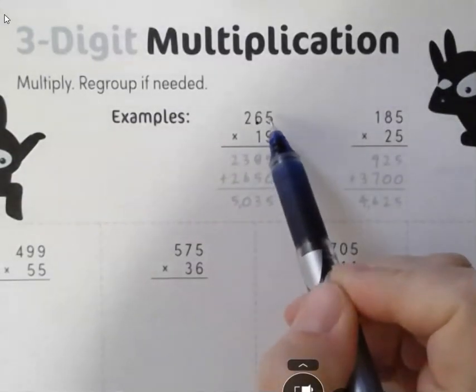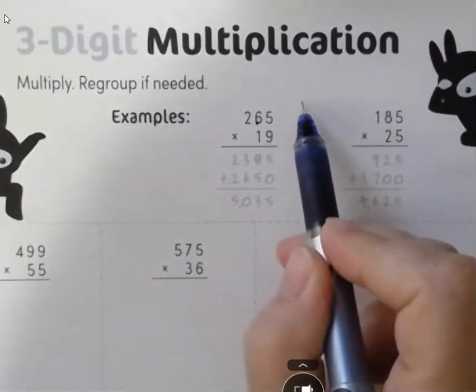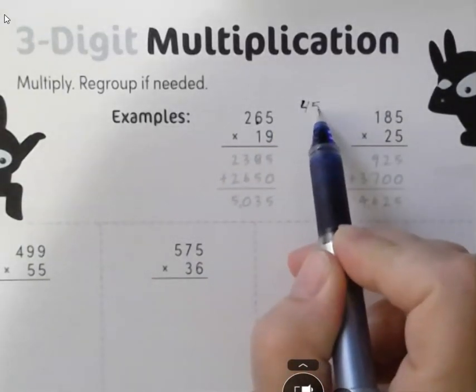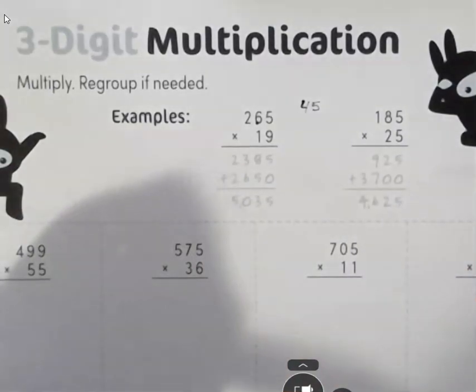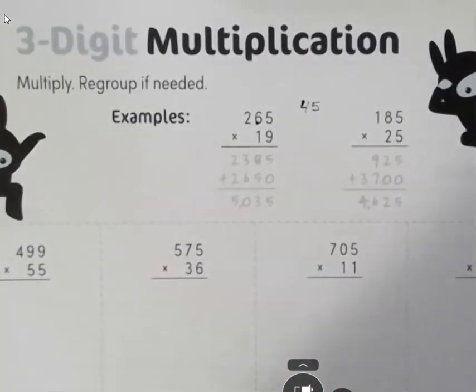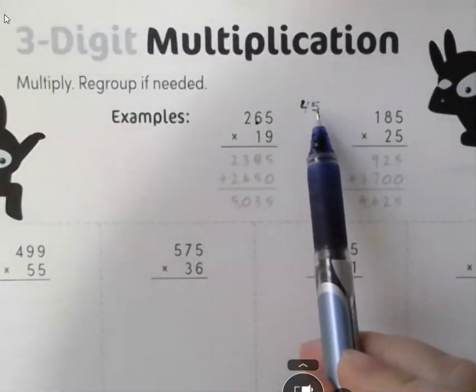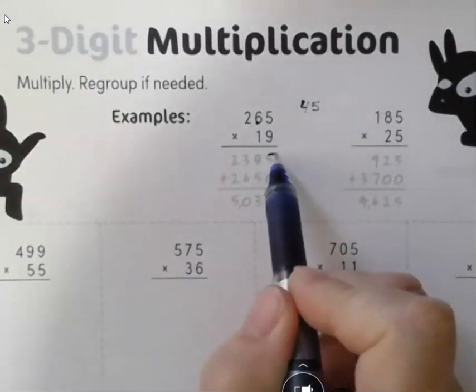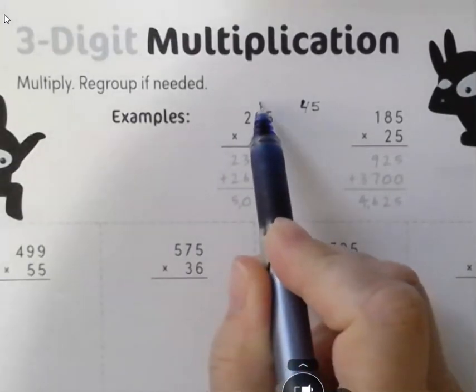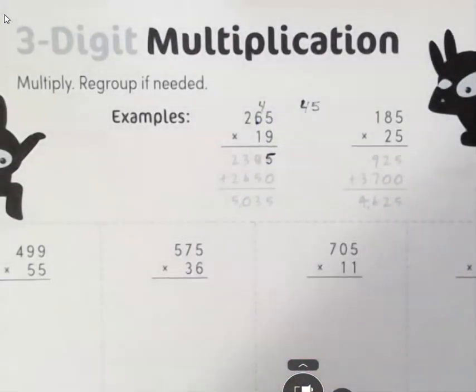9 times 5 is 45. You don't have to write this off to the side, but you can if you're kind of forgetting what goes where. So when I write the 45, then I say, okay, the 5 is going to go underneath. That's where they get this 5. And the 4 is going to go up top, above the next number over, which in this case is the 6.